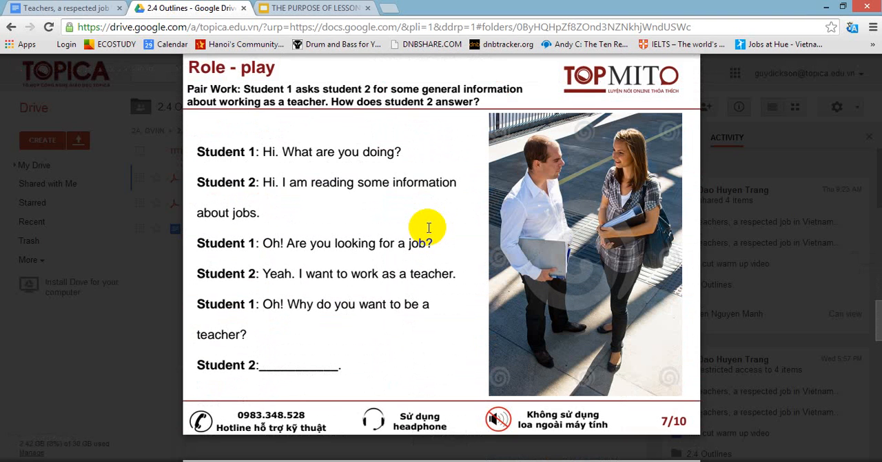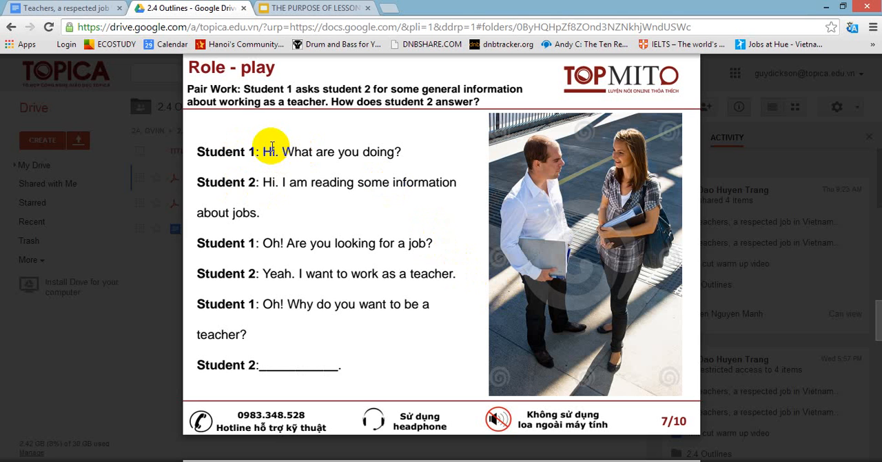And now on the 7th slide we will have the role play, and this is where we give the students a chance to really have a conversation, and we want them to practice using the vocabulary and the grammar that they've learnt today, and also making sure their pronunciation is correct. So we will ask the students to take it in turns, so one of the students being student 1 and the other being student 2.